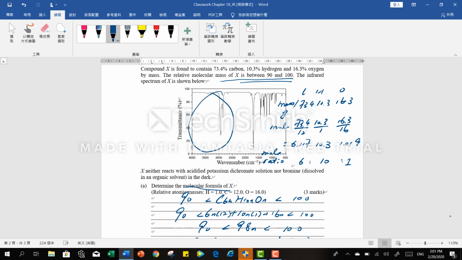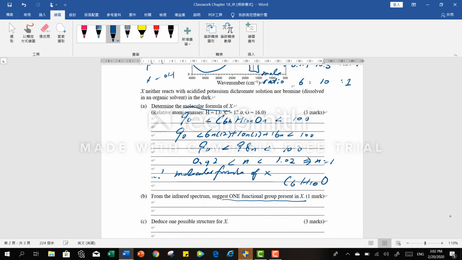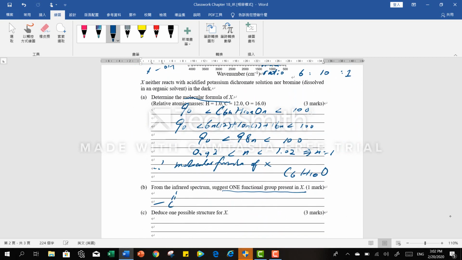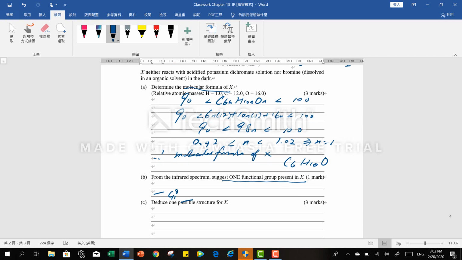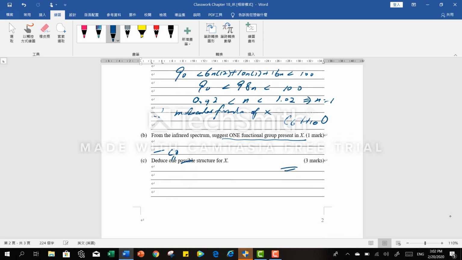From the infrared spectrum, just one functional group is present. Can you see there is no broad peak here, so there is no hydroxyl group. But there is a sharp peak here. It tells you it definitely has this one, right? So you can suggest one functional group is the carbonyl group. Deduce one possible structure. Now you have 6 carbon, right? If you do it like that, then you will have how many hydrogen? 1, 2, 3, 4, 5, 6, 7, 8, 9, 10, 11, 12, but you only have 10 hydrogen.